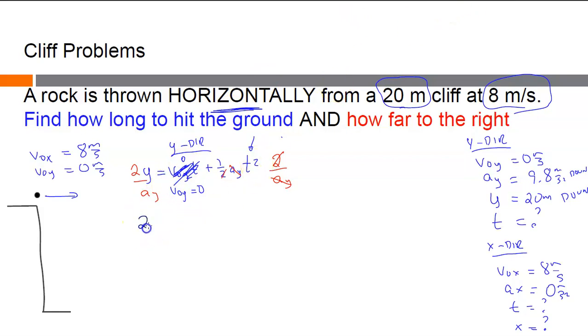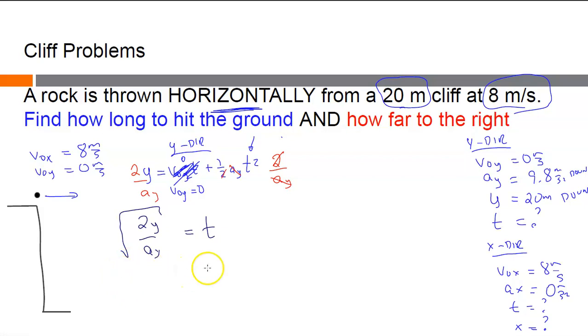At this point, I have 2y divided by a sub y, you could replace that with a g if you wanted to, is equal to t squared. I don't want t squared. I need t, so I'd have to take the square root here. If I do that, I'd have to take the square root over here. The square root of t squared is t. There's the formula that I need to plug my numbers into.